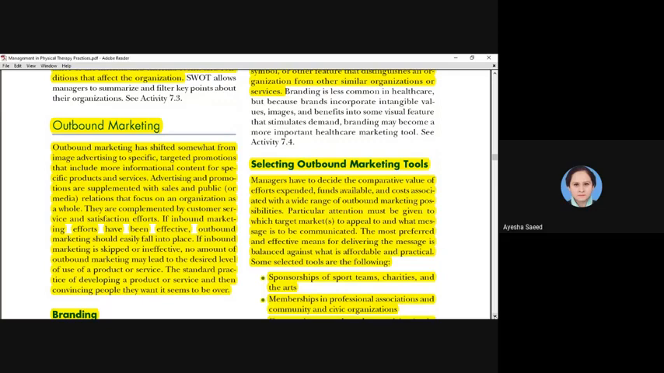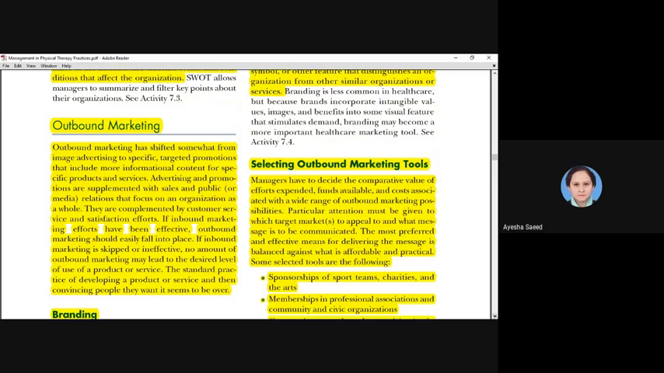If you have done good research on who the competitors are, if you have done the SWOT analysis and you have analyzed and benchmarked your competitors, then outbound marketing, with advertisements, promotions and public relations, will definitely improve. If inbound marketing is skipped or ineffective, no amount of outbound marketing may lead to the desired level of use of a product or service.